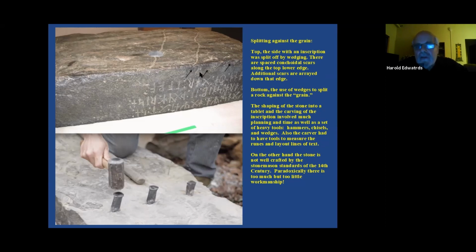There are scars in the back of this face on the runestone where material has been split off, showing that they're about the 3 to 4 inches that would be used in wedging. And there's some other scars along here as well. This suggests that this flat face was achieved by doing that.